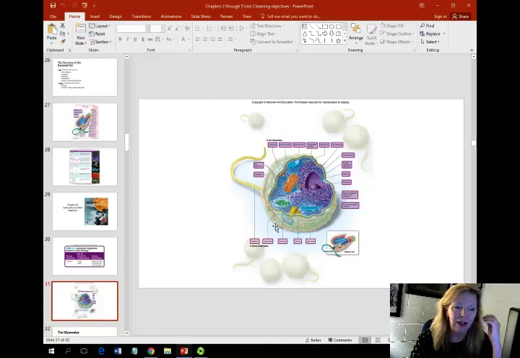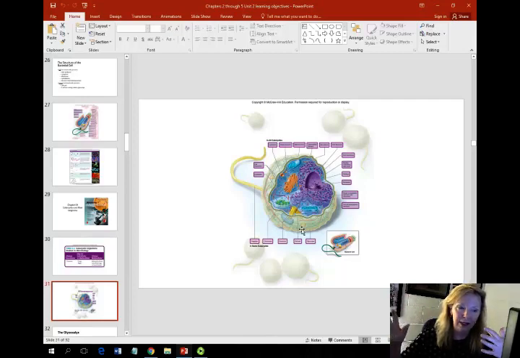So in a eukaryotic cell, there is a cell membrane, sometimes referred to as the plasma membrane. The membranes of our cells keep the inside in and the outside out. They are often selectively permeable, which means that they allow some things in and they don't allow other things in. So they help to keep the integrity of the cell intact. That's a function of the cell membrane.